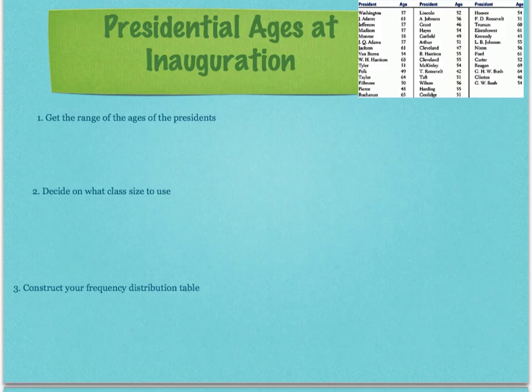So we're just really adding a step to it. And now the steps to make this cumulative frequency table and then graph are the same as when we were going to make our histogram. First, we need the range of the ages of the presidents, and the oldest president was 69 when he was inaugurated. The youngest was 42. So now when we subtract those, we get a range of 27.